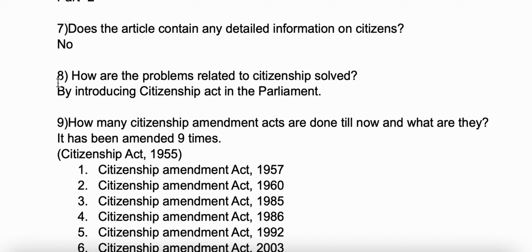Now the eighth question is, how are the problems related to citizenship solved? The problems related to citizenship are solved by introducing a Citizenship Act in the Parliament. And remember, only Parliament has the power to amend the citizenship rules under Article 11.